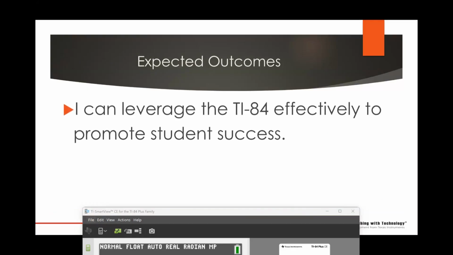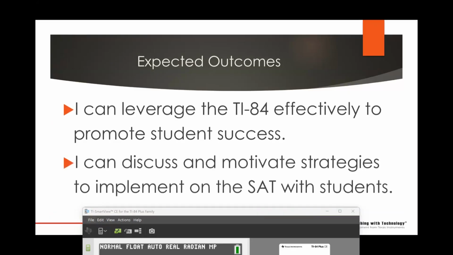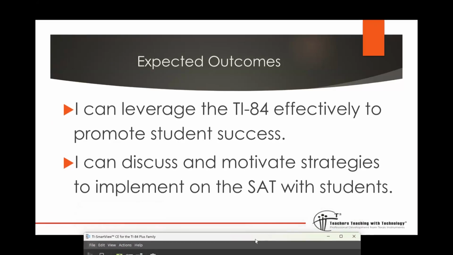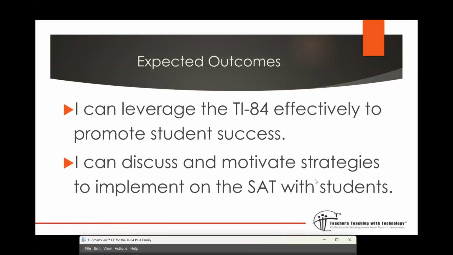This is the test that might determine whether or not they get into a certain college. So we want to have them equipped with the best skills coming in with the technology, as well as some good strategies. So you'll see both of those today. Our expected outcomes: our first one is we want you to be able to leverage the technology, the TI-84, effectively, so your students can be as successful as possible on the upcoming SAT tests.